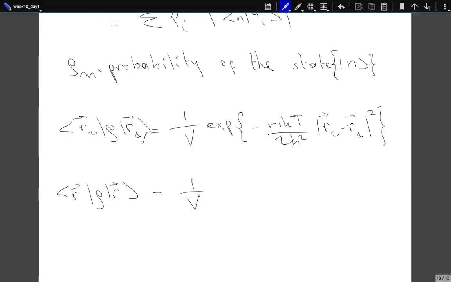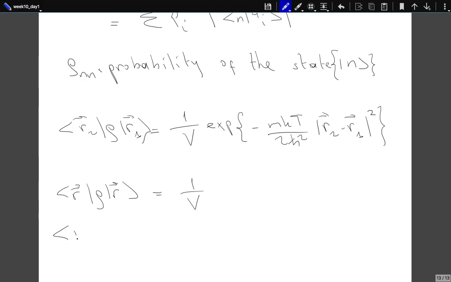Now things get a bit more interesting when we have more than one particle, but I think I would rather stop here for today. Let's do one more thing here: calculate the average energy, the expectation value of the energy of the free particle. And then for identical particles, we can just leave it for tomorrow.